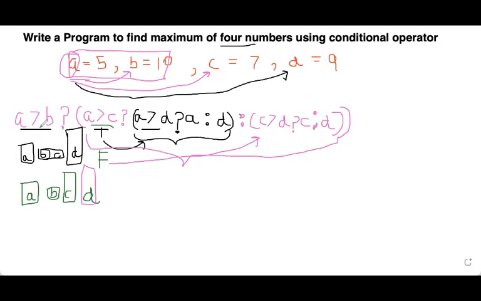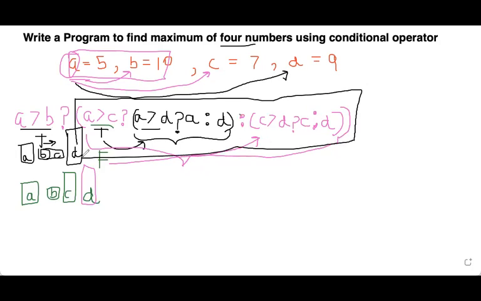Now, if the A greater than B expression is true, we execute this complete expression. So this will come under the single box, right? So this will be executed only when this expression is true. Now, what if this expression is false? If A greater than B is false, what does it mean? It means that B is greater than A.